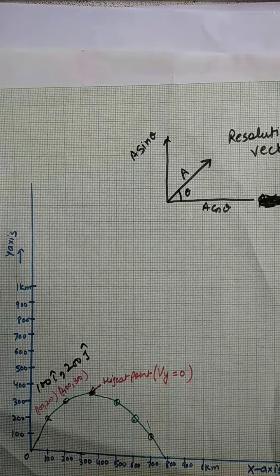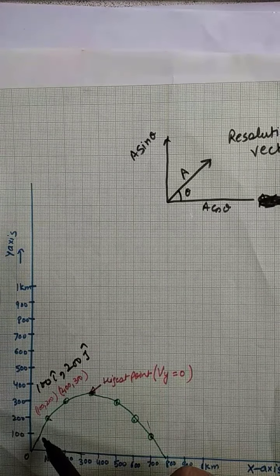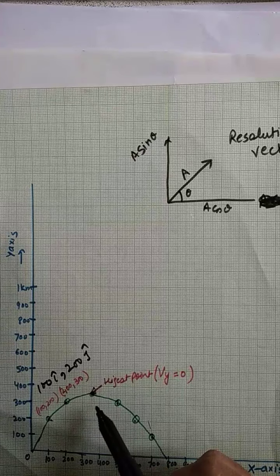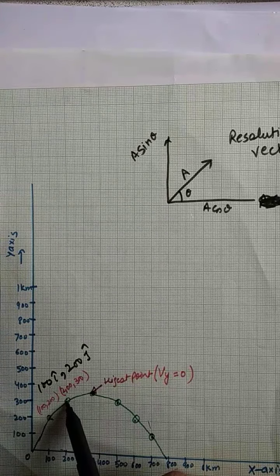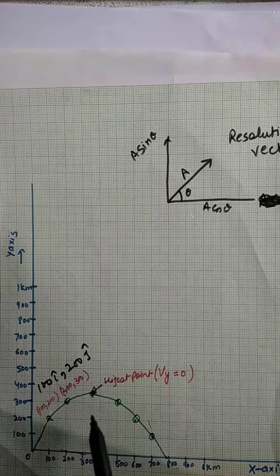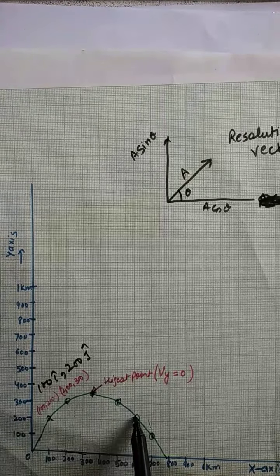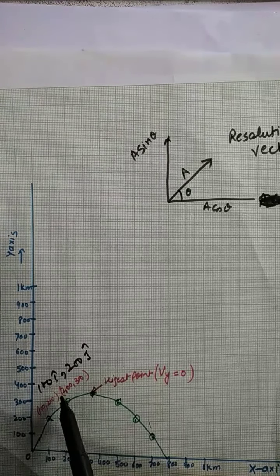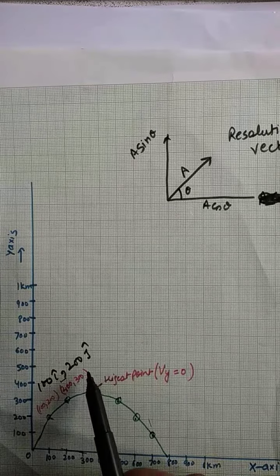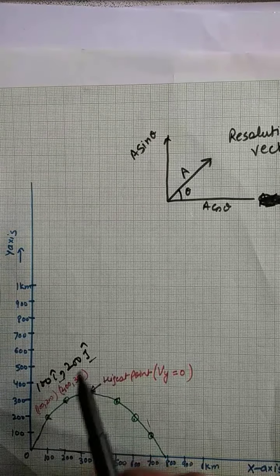What I want to say is that when a body travels in a projectile motion, each and every point on the path can be denoted by two different distances: the x-axis distance with i cap, and the y-axis distance with j cap.